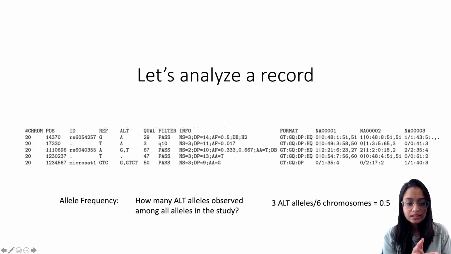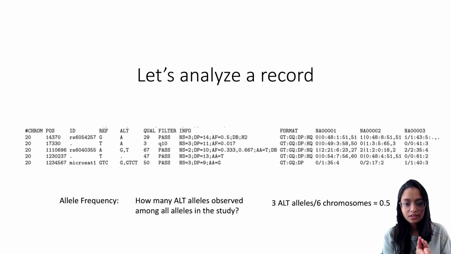Now, to calculate the alternate allele frequency, we basically calculate how many alternate alleles are observed among all alleles in the study. So since there are 3 individuals which are diploid, we have 6 chromosomes, and out of the 6 chromosomes we see 3 of them having the alternate allele at that position, and hence the alternate allele frequency for this record is 0.5.